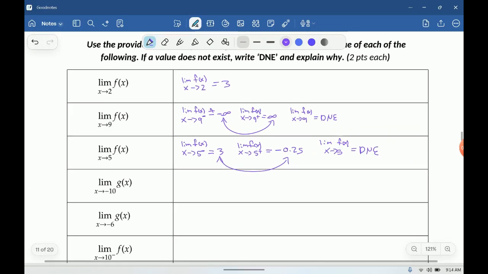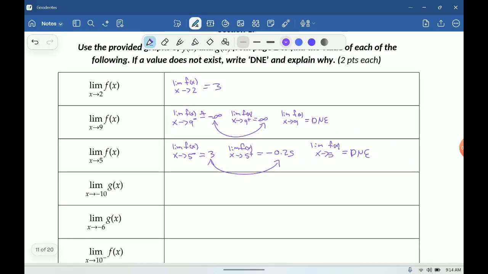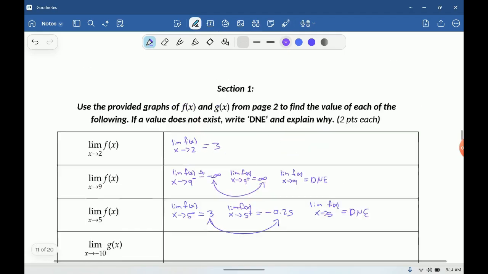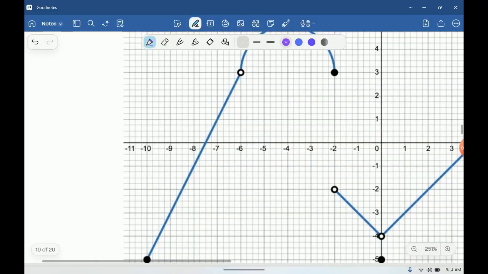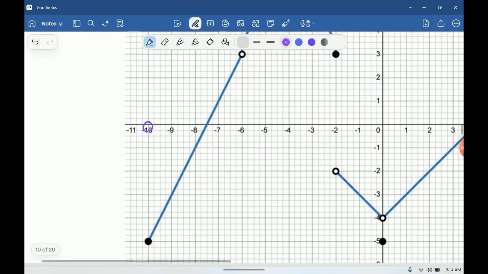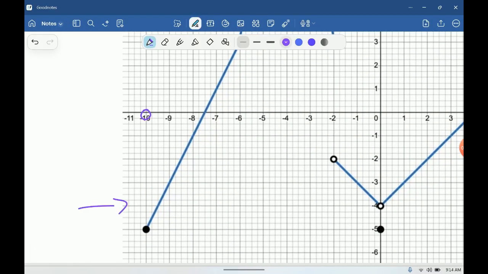Our next problem is finding the limit of g of x as it approaches negative 10. This time we're going to go to this graph, and we're going to find where negative 10 is, which is going to be right over here. We can see that there is no limit coming over here from the left, so we would say that limit doesn't exist, but we do have one coming from the right. So we would say that this one meets it at y equals negative 5.